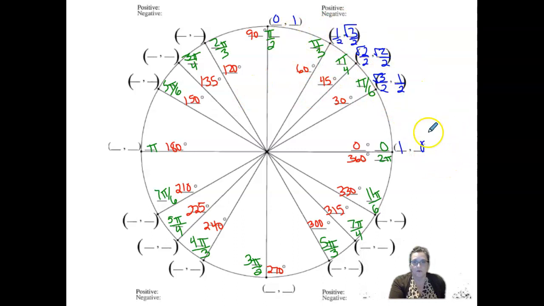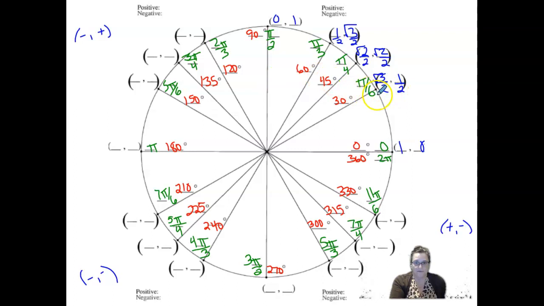So once I know that first quadrant of special angles coordinates, all I have to do is reflect them into the other quadrants, remembering that in quadrant 2, the x is negative and the y is positive. In quadrant 3, both x and y are negative. And in quadrant 4, x is positive, y is negative. So I'm using these first quadrant angles as references to get the other quadrant's coordinates.